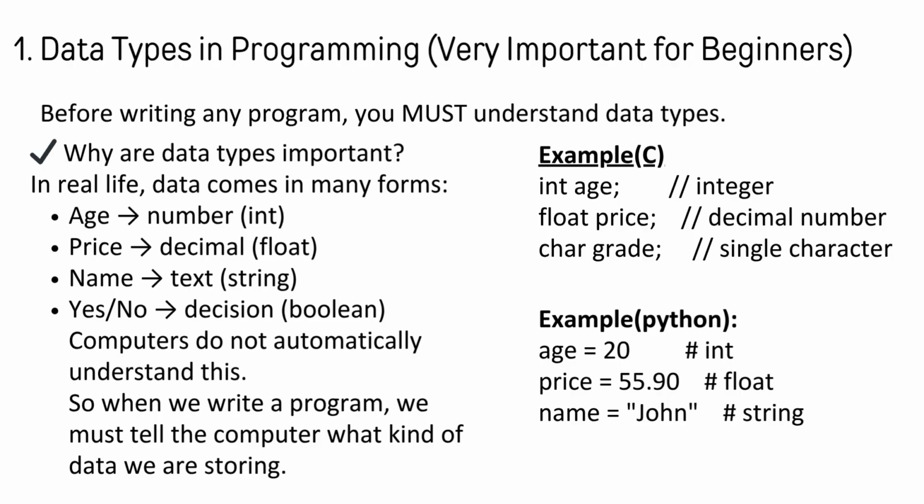There is actually no data type mentioning needed in Python. That's why if we write a is equal to 20, it will automatically understand that it is an integer number. Price equal to 55.90 means it will automatically understand that it is a floating point number. And if we write name equal to John in quotation, it will automatically understand that name is a string.